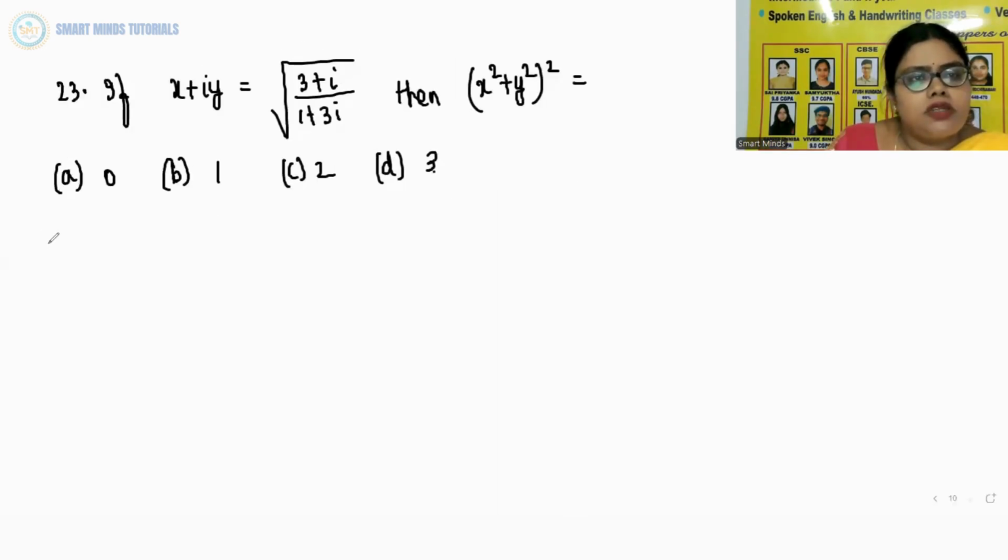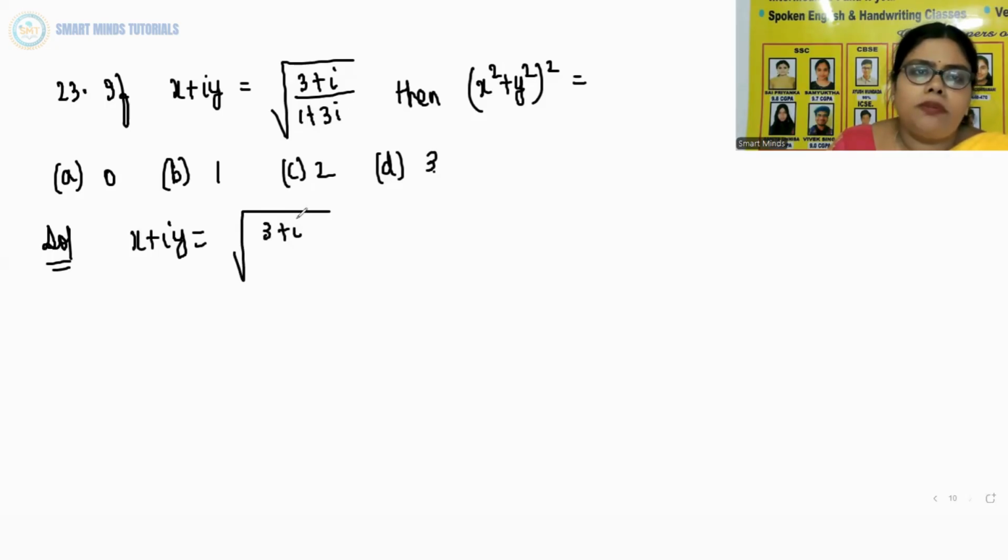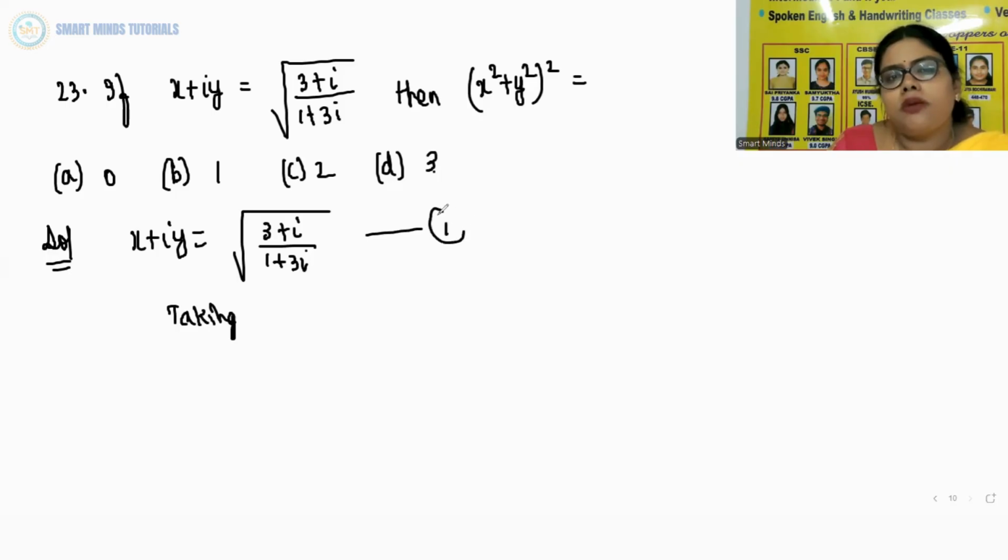Now take this question. If x plus iy equals to root over (3 plus i) by (1 plus 3i), then we need to find out (x square plus y square) whole square. So x plus iy is given in terms of square root of a fraction. So directly if we rationalize and then solve it, it will become lengthy. So what we will do is, first x plus iy is square root of (3 plus i) by (1 plus 3i). So let us take conjugate. This is equation number 1.